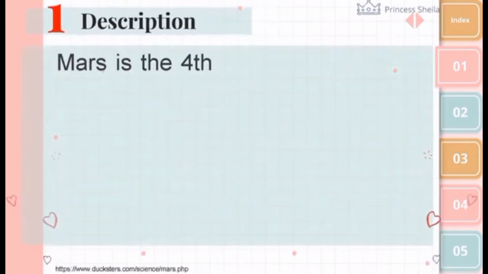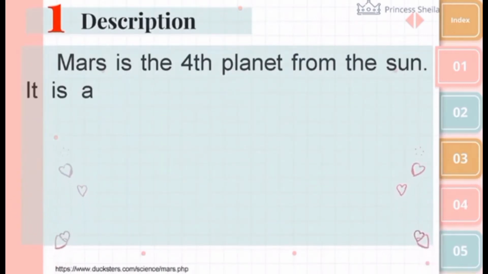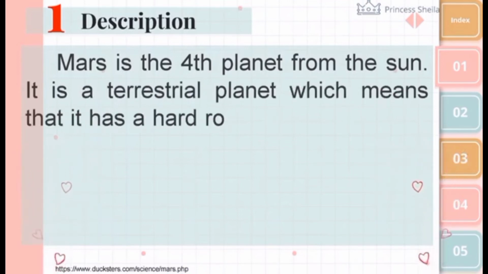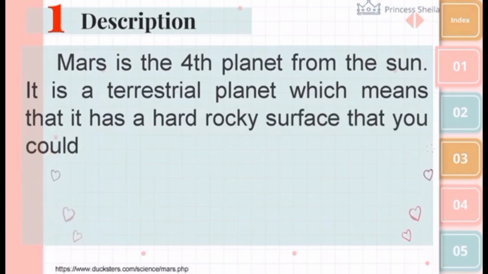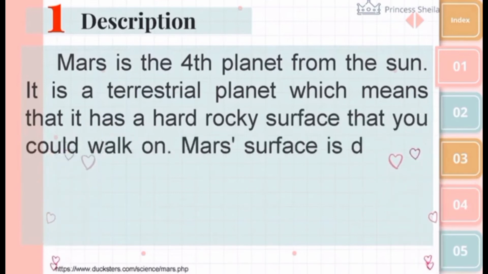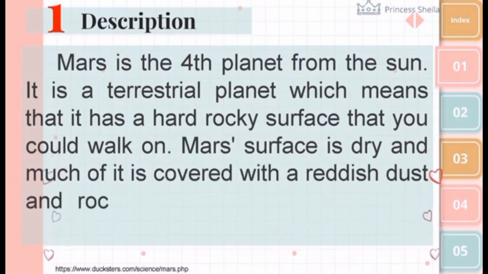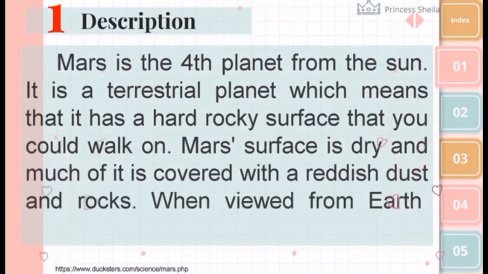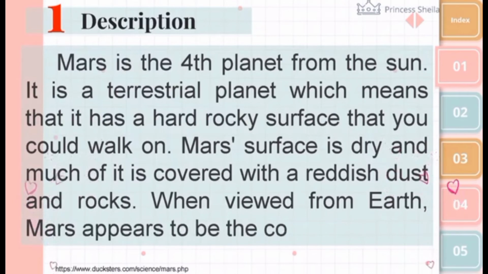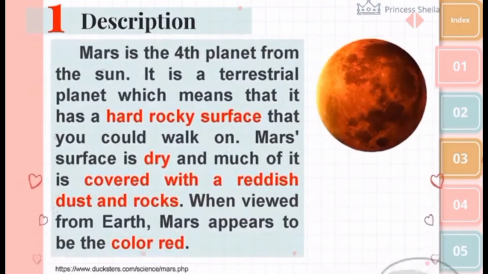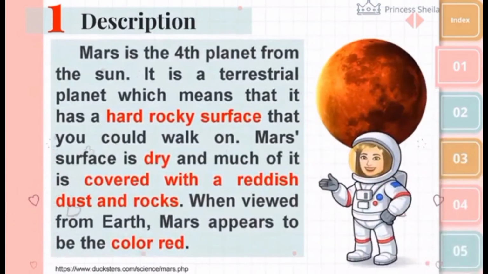Here's an example of a description text. Mars is the 4th planet from the Sun. It is a terrestrial planet, which means that it has a hard rocky surface that you could walk on. Mars' surface is dry and much of it is covered with reddish dust and rocks. When viewed from Earth, Mars appears to be the color red. What is this paragraph describing? Yes, it's describing the planet Mars. This kind of text structure helps you to picture the object or thing in your mind.